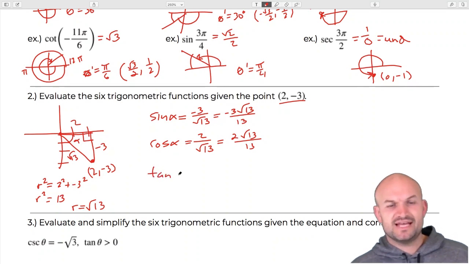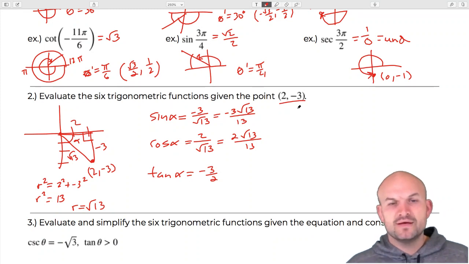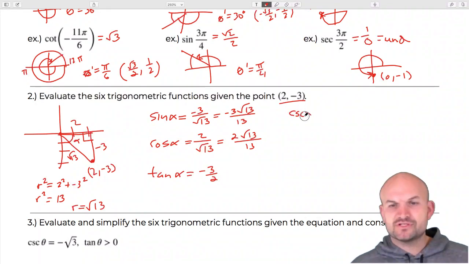And then I'm going to have tangent of alpha. And that's going to be opposite over adjacent. So it's going to be -3/2. And again, the negative could go in front or you can leave it in the numerator. For the reciprocal functions, I am just going to reciprocate this. So I'm just going to put the negative in front. So it'd be -13 over 3.